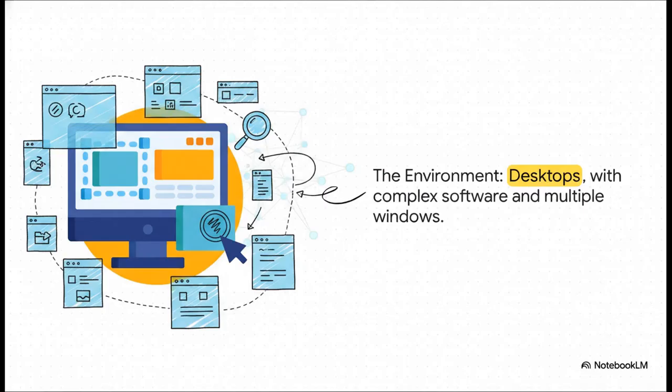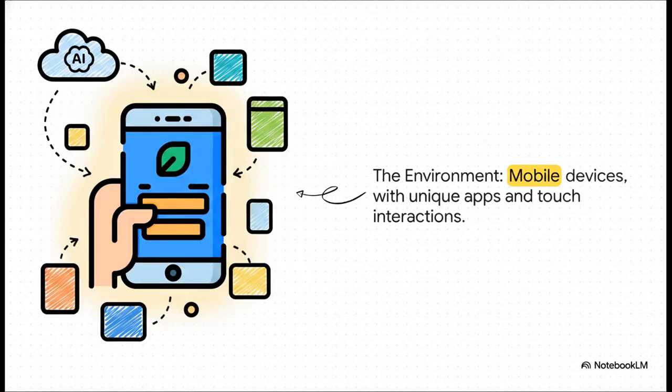And that environment can be a few different places. First up, the classic desktop. This is where most of us get real work done. And for an AI, it's a super complex place to navigate, with all the overlapping windows, different programs, and file systems. But it's not just about desktops, right?